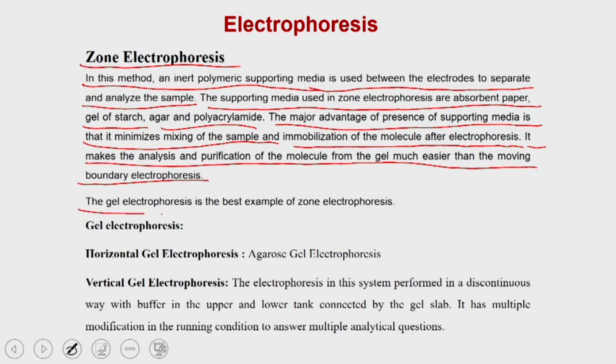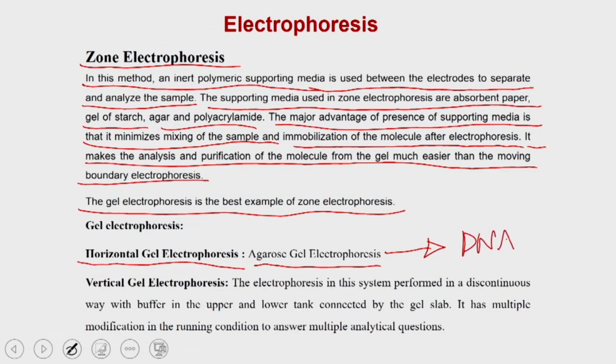Gel electrophoresis is the best example of zone electrophoresis. Gel electrophoresis could be of two types, the first being horizontal gel electrophoresis. The classical example is agarose gel electrophoresis, which people mostly use for analyzing DNA or RNA.